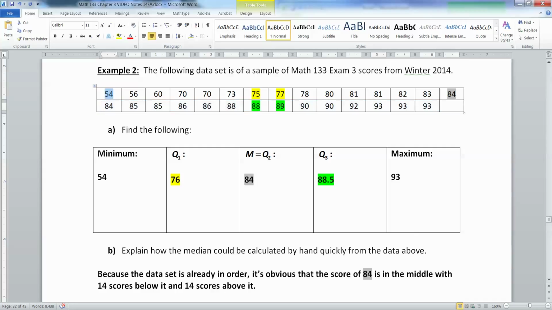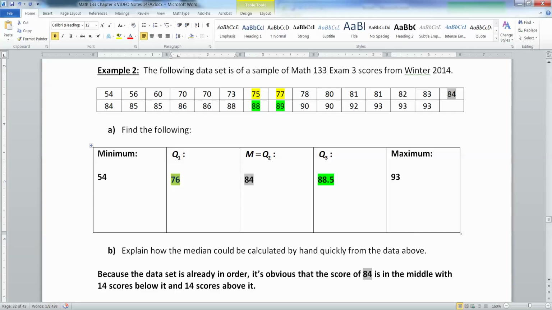The minimum is very obvious, it's 54. The max is 93. Of course, if your data set wasn't in order, the calculator would find it very quickly for you. Now the first quartile, if you look at this bottom half, what you want is the middle score, the median, if you will, of that bottom half. Well, the median of the bottom half, it's 14 scores, so it's the middle between these two yellow ones, 75 and 77. So you add 75 plus 77 and divide by 2, and you'd have 76.